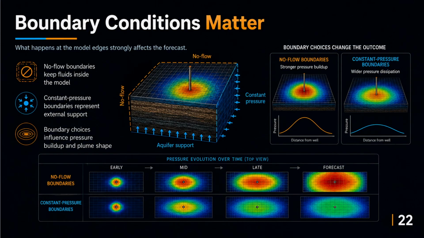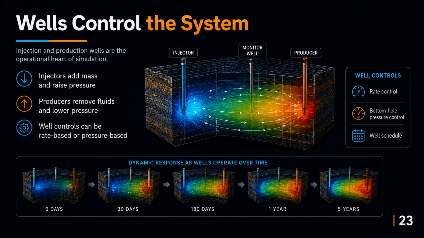Now that we understand boundary conditions matter, let us move to wells control the system. Wells are the control handles of the reservoir system. By changing injection rate, production rate, bottom hole pressure, completion depth, or well placement, we can strongly change the pressure field and saturation plume. This is why well design and operation are central to reservoir management. The slide shows how different well controls create different reservoir responses.